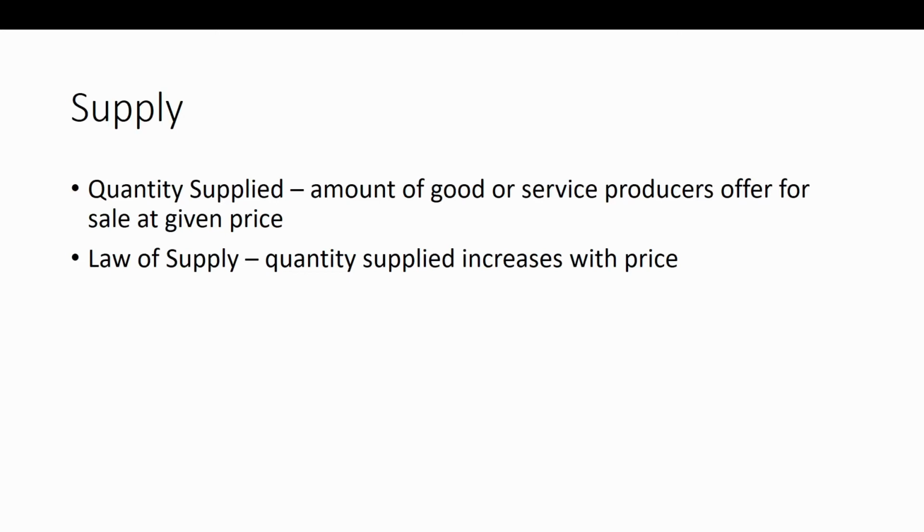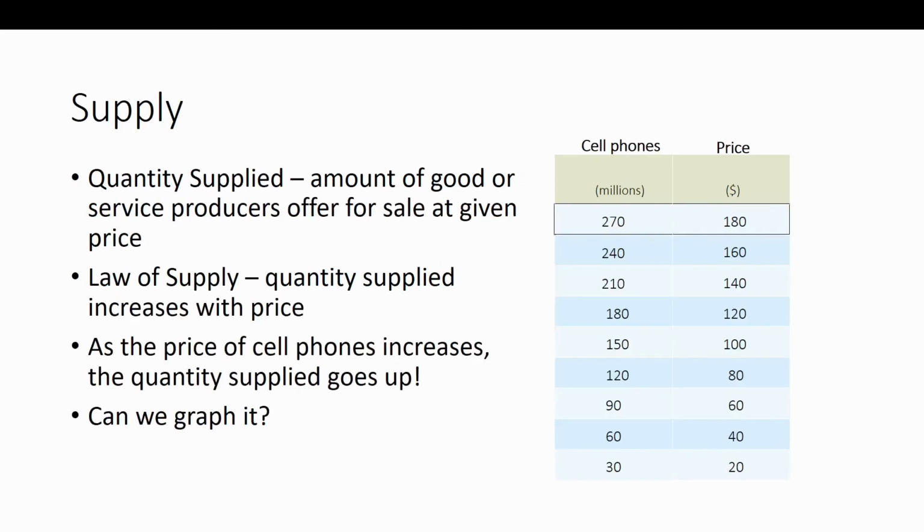So now we've covered demand. Let's talk a little bit about supply. Quantity supplied is the amount of a good or service that producers will offer for sale at a given price. And the law of supply is opposite the law of demand. It states that the quantity supplied will increase with price.